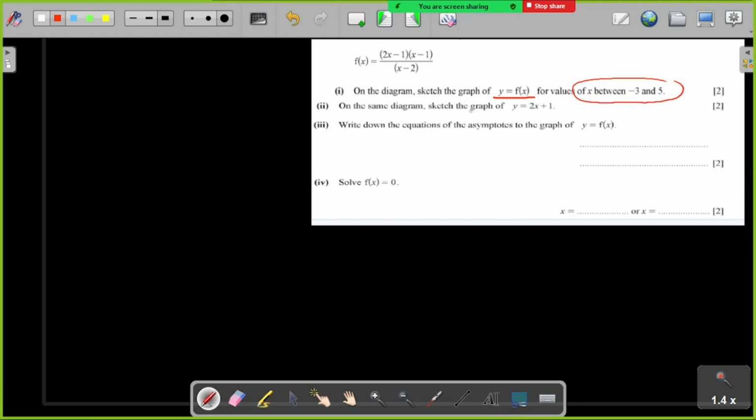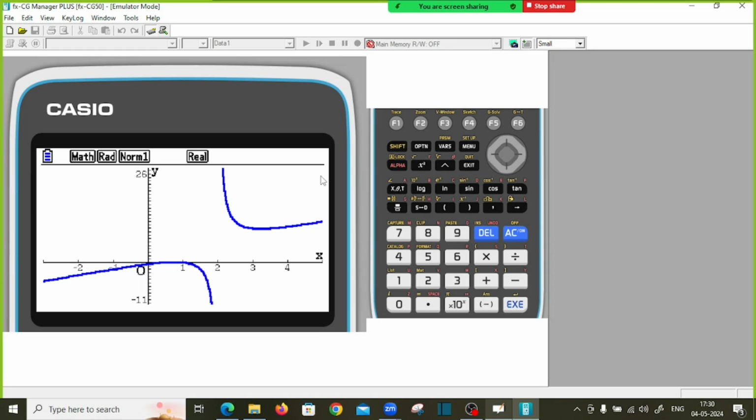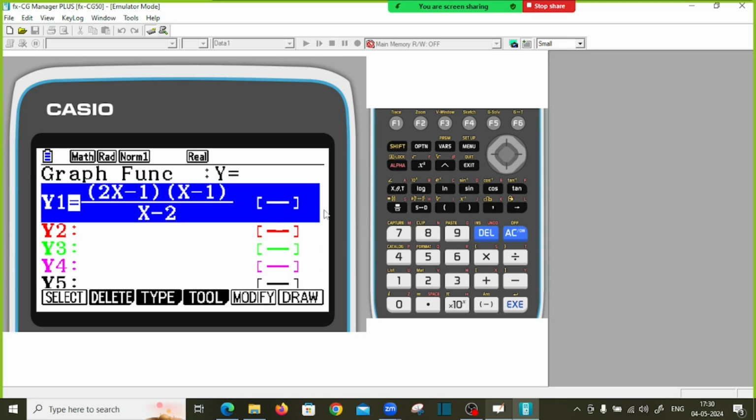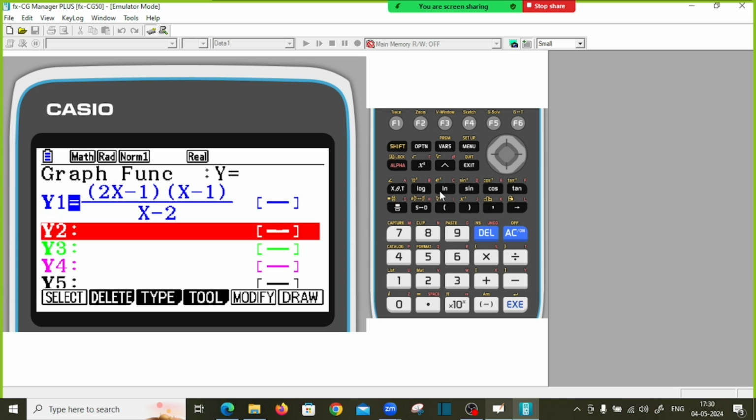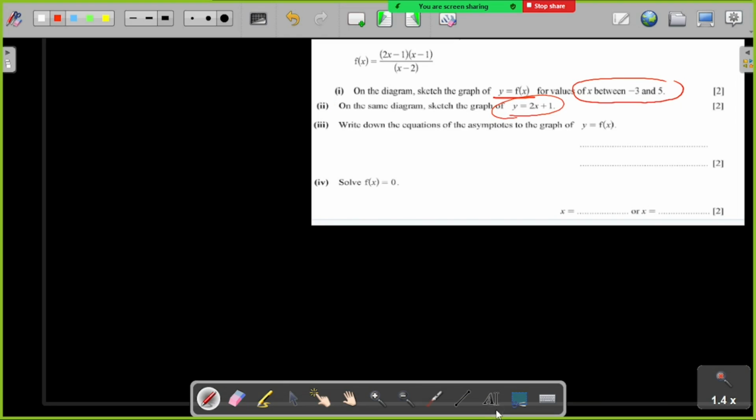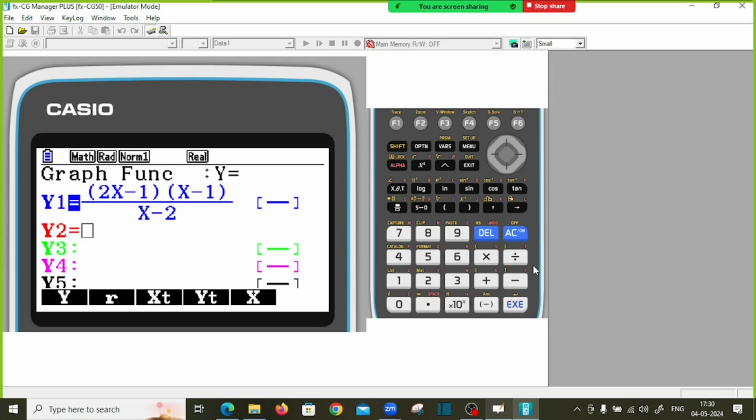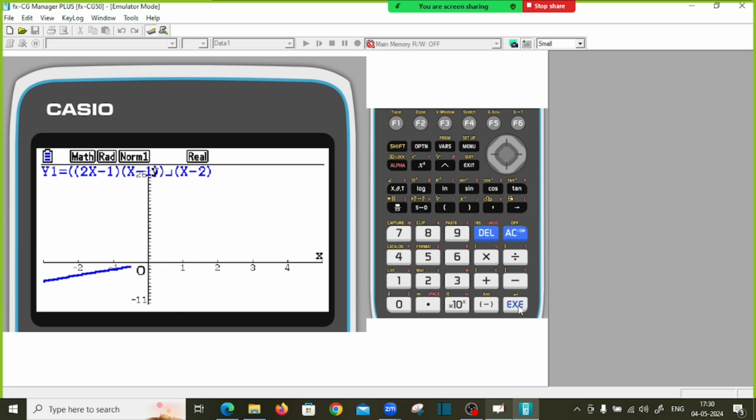On the same diagram, draw the sketch of y equals 2x plus 1. So we have to draw y equals 2x plus 1. So exit. So we have y2 equals 2x plus 1. So we have to type here 2x plus 1, then simply press the execute button, and we have both the graphs on the same screen. As you can see here, this red line seems to be an asymptote of this function.